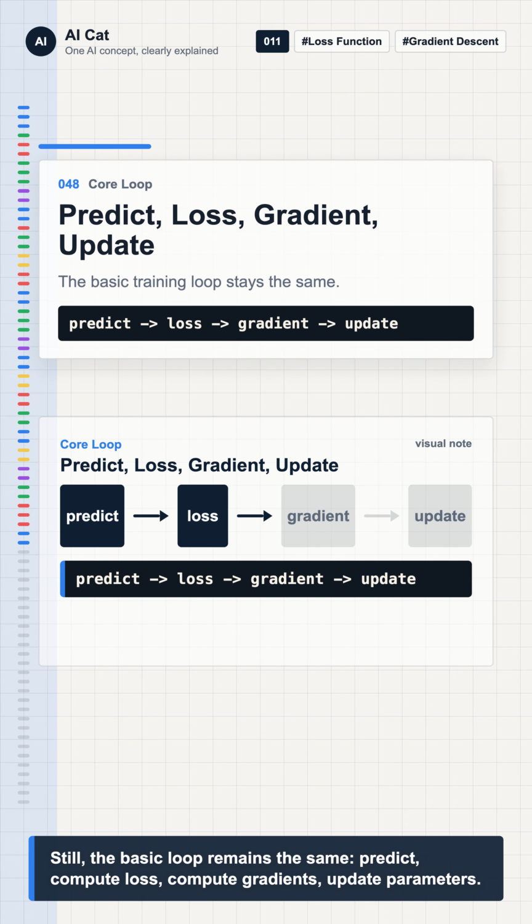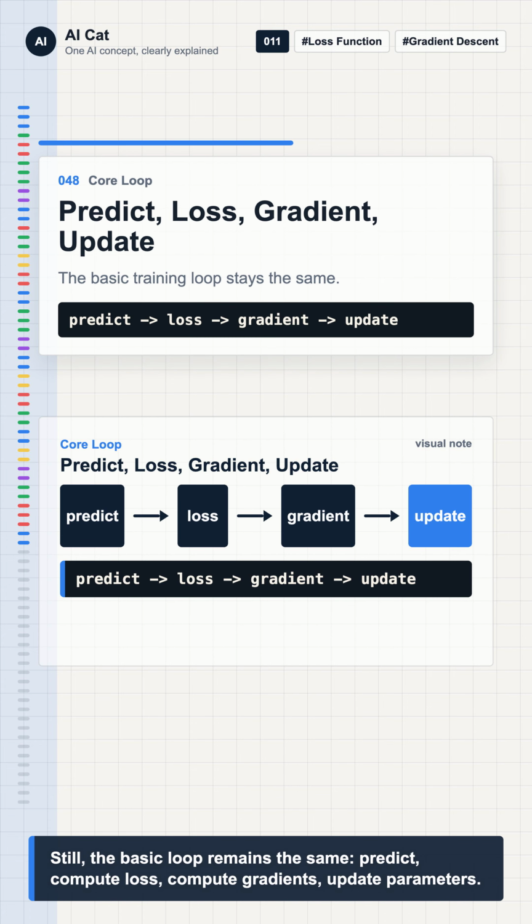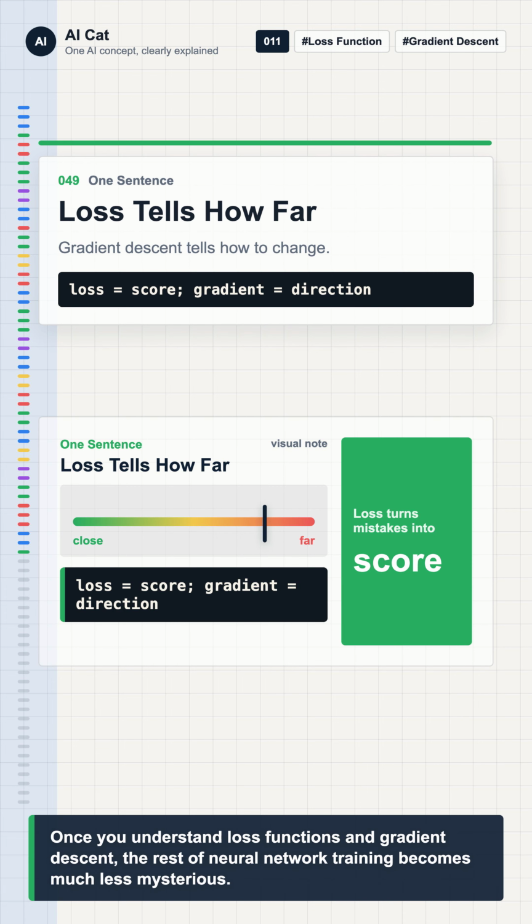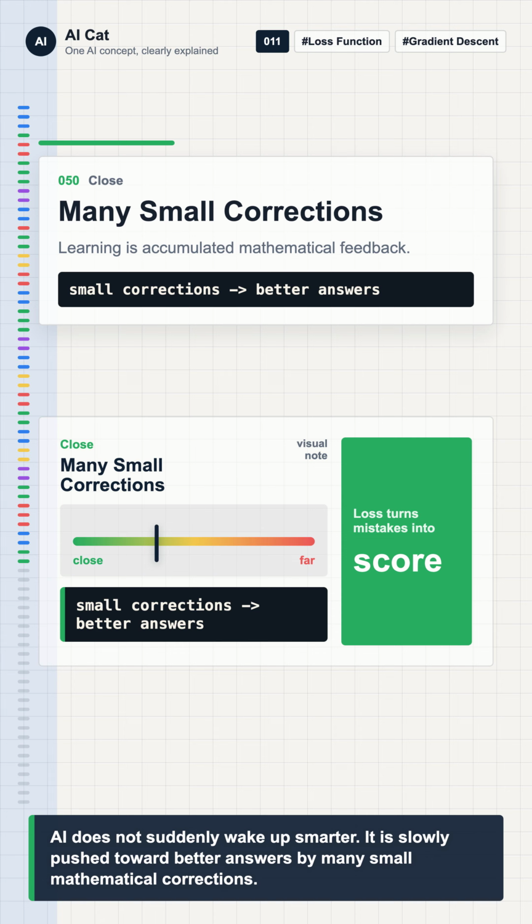Still, the basic loop remains the same. Predict, compute loss, compute gradients, update parameters. In one sentence, the loss function tells AI how far it missed, and gradient descent tells it how to change next. AI does not suddenly wake up smarter. It is slowly pushed toward better answers by many small mathematical corrections.